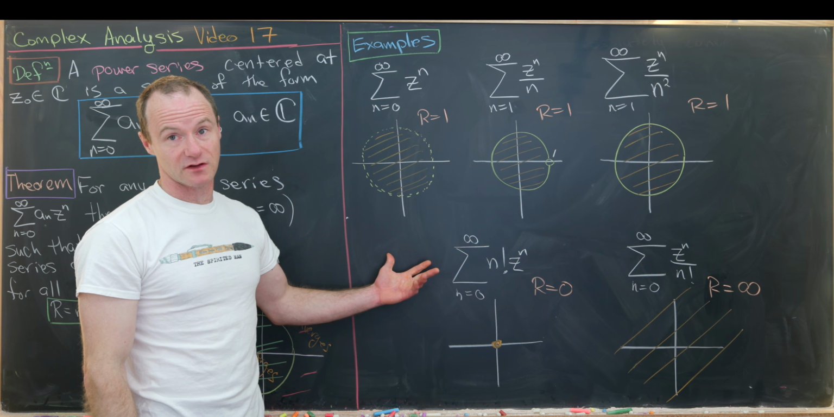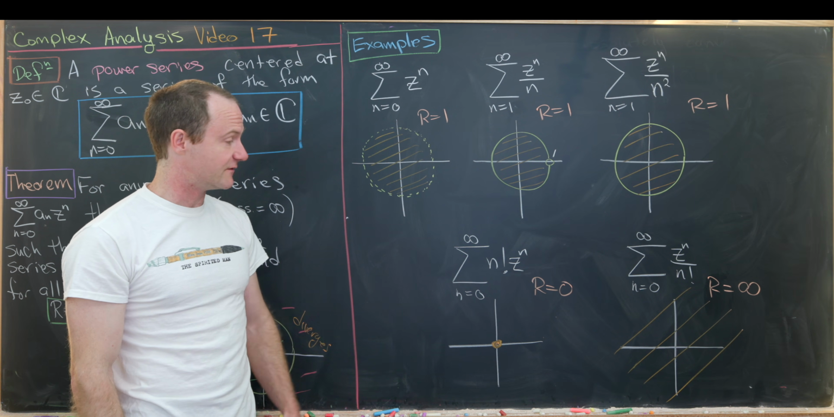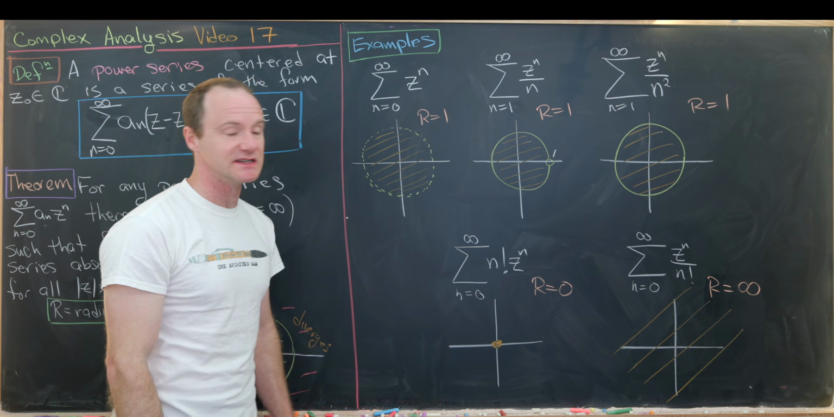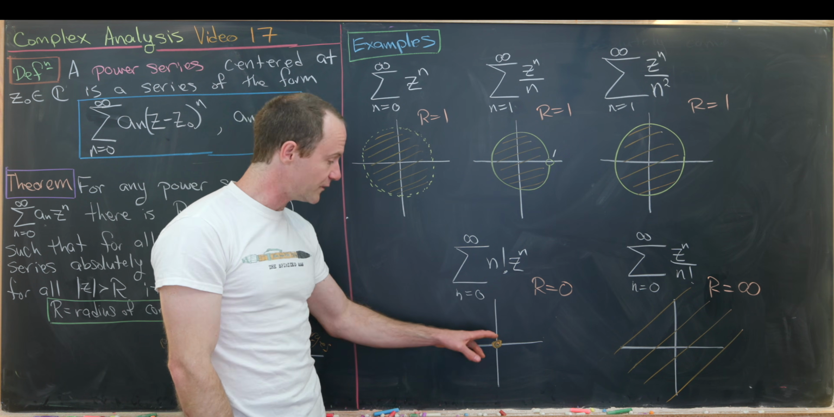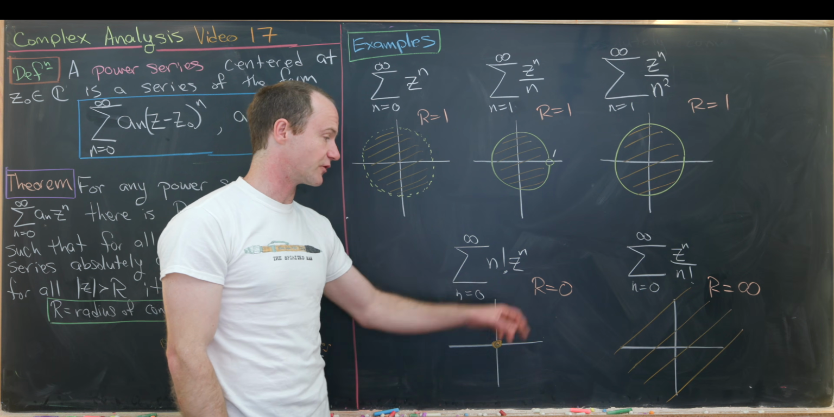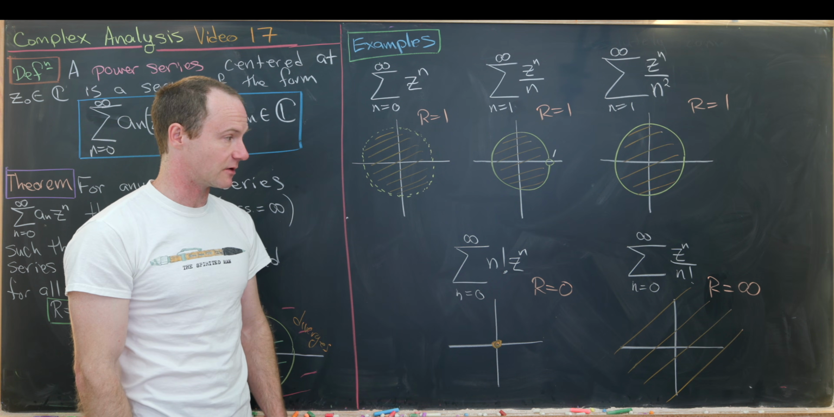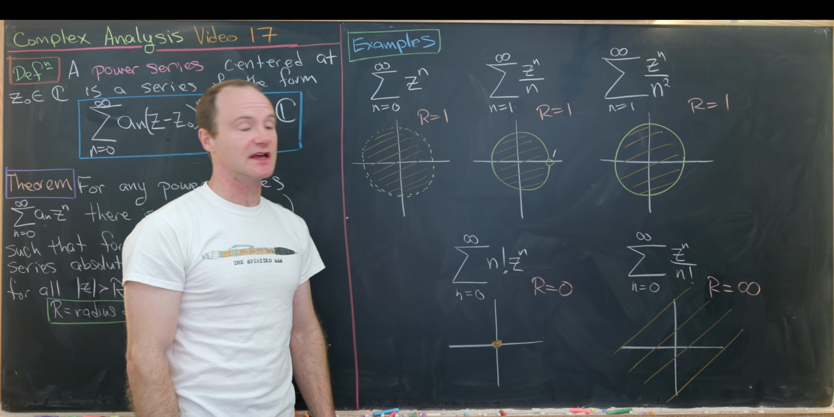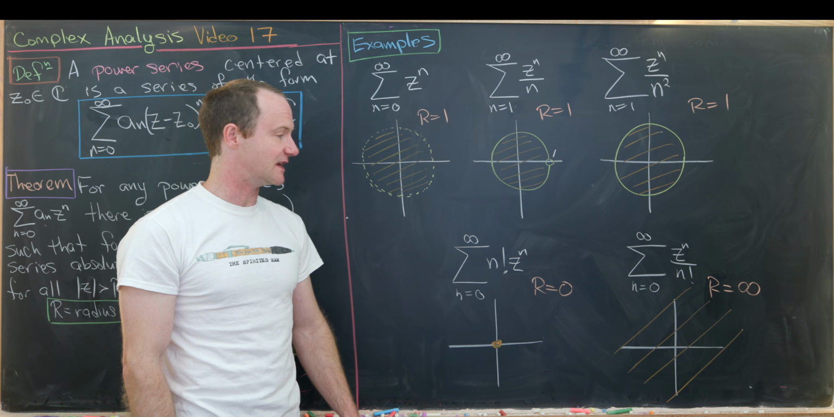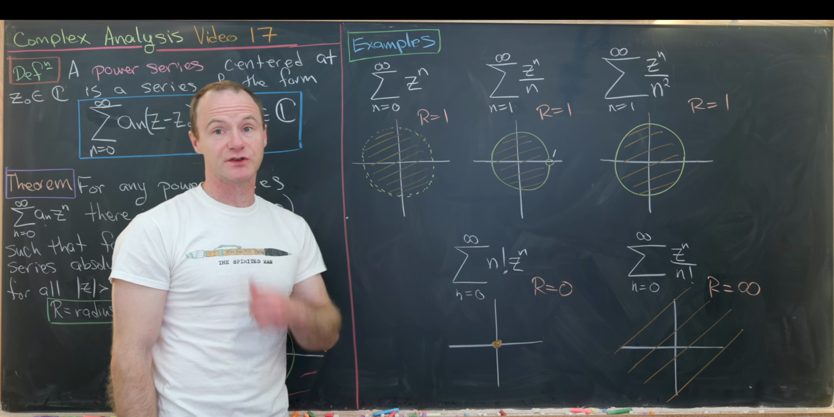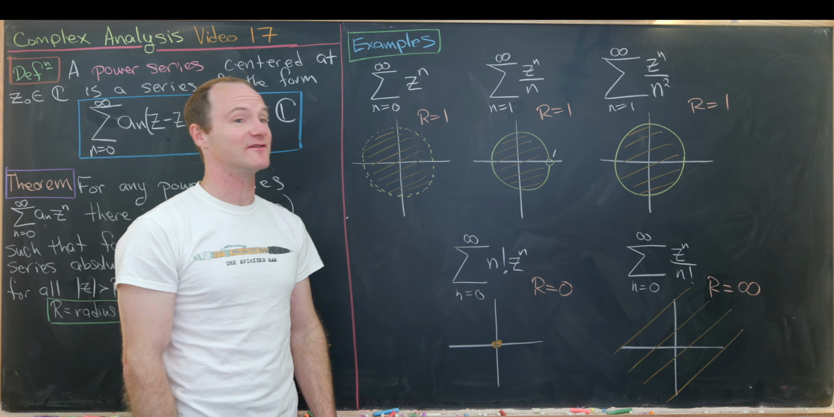Now we've got a particularly poorly behaved power series. The sum as n goes from 0 to infinity of n factorial z to the n. This only converges at the origin, and in that case you get 0. So the radius of convergence is 0. Next we have the sum as n goes from 0 to infinity of z to the n over n factorial. That's related to the exponential function. That thing converges everywhere, so the radius of convergence is infinity.